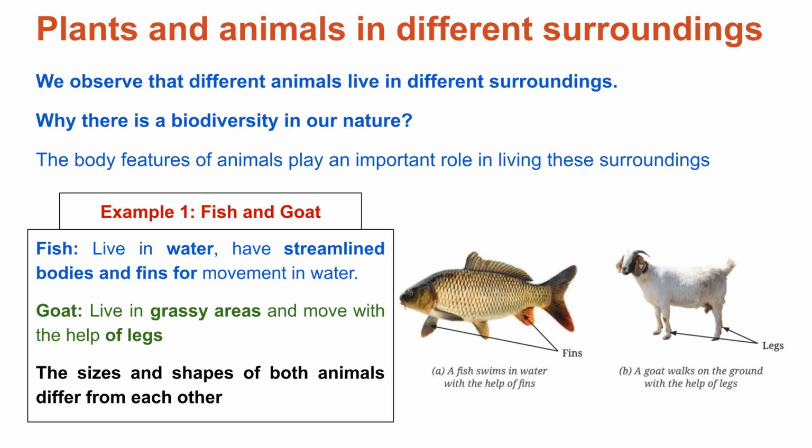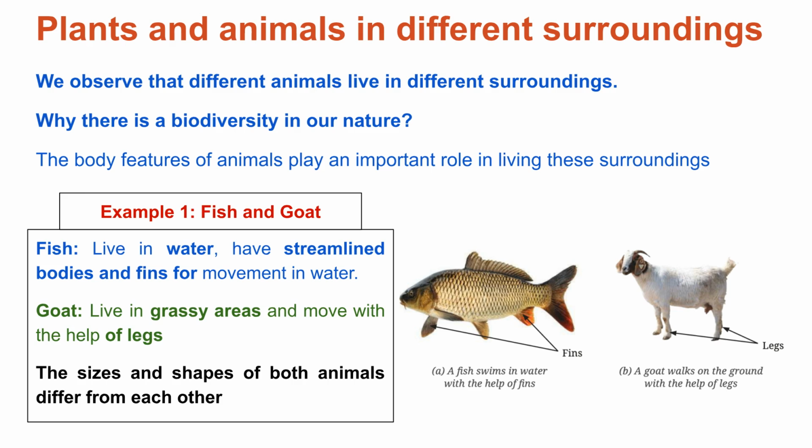Now we will discuss how different animals and plants live in different types of surroundings. What are their structures that make them so special to live in those surroundings only? We observe different animals live in different surroundings. Why is there biodiversity in our nature? The body features of animals play an important role in living in these surroundings.